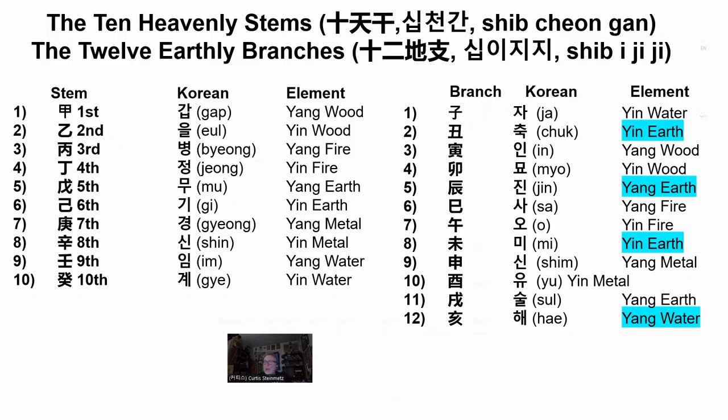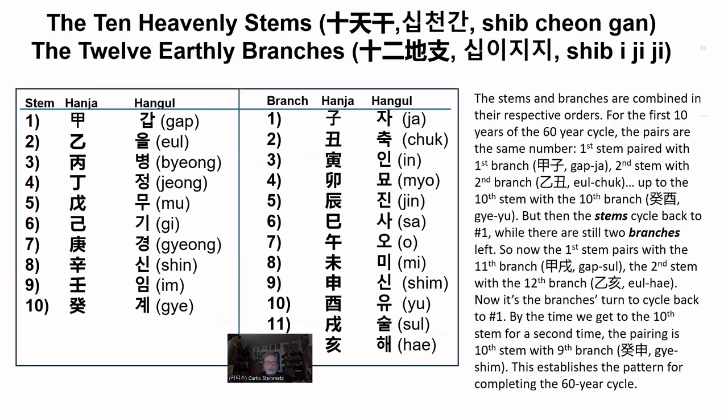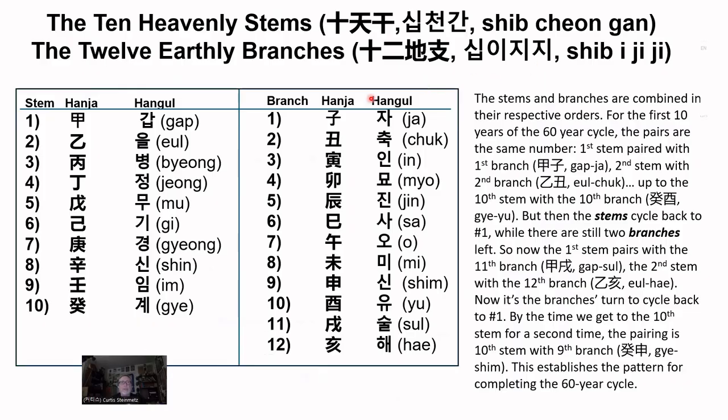And then, like I said, the order is kind of important because now this is somewhat of a repeat of what was on the other slide, a little less cluttered. Here we just have the number for each stem, the number for each branch, the hanja for each stem, the hanja for each branch, and then the corresponding hangul and its pronunciation. The stems and branches are combined in their respective orders. I'll explain that in just a second. Well, actually, I'll explain it right here.